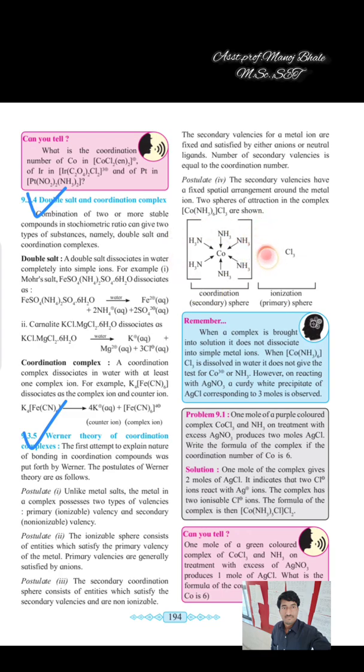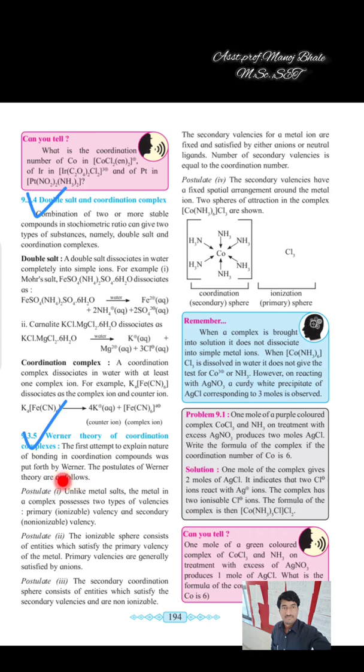Inside the square bracket is the coordination sphere, and outside the square bracket is the ionization sphere. Inside the square bracket is known as the secondary sphere, or the secondary valencies, and the chlorine is in the ionization sphere, also known as the primary sphere. So there are the primary coordination sphere and the secondary coordination sphere. These are the two concepts given by the scientist Werner.